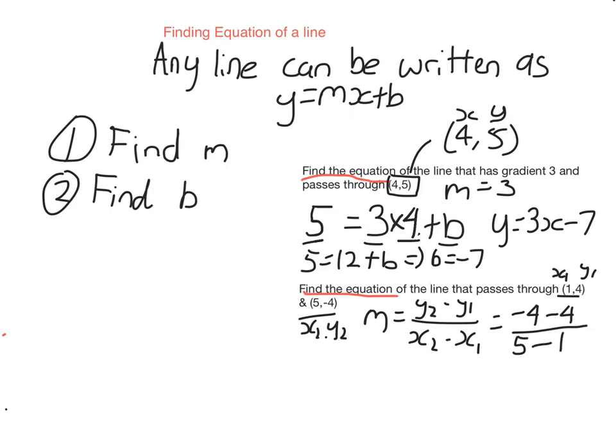So negative 4 minus 4 is negative 8. And then 5 minus 1 is positive 4. Negative 8 divided by 4 is negative 2. So I've done step 1 and found the gradient.